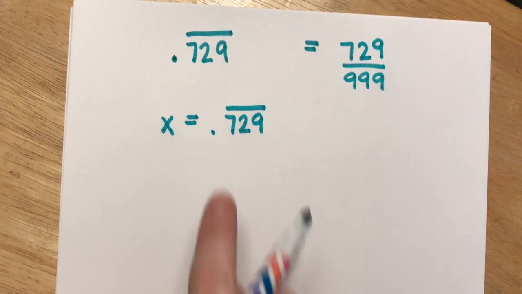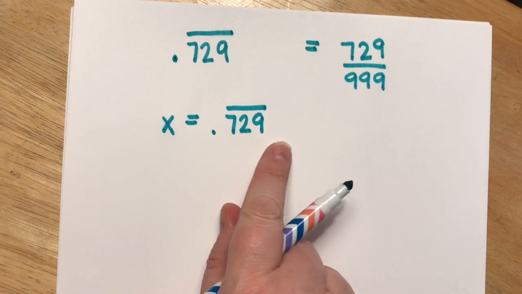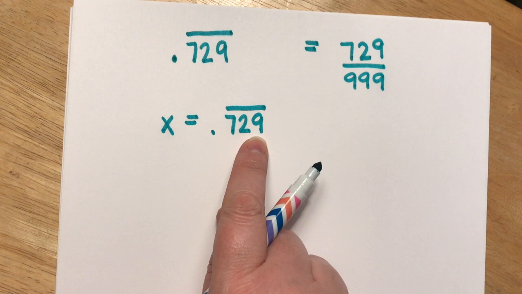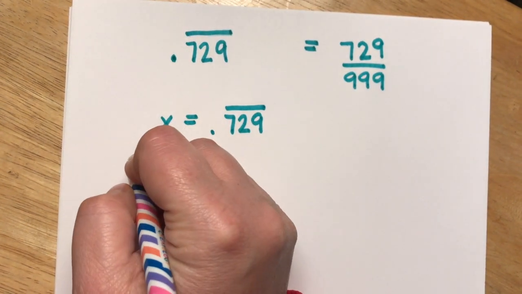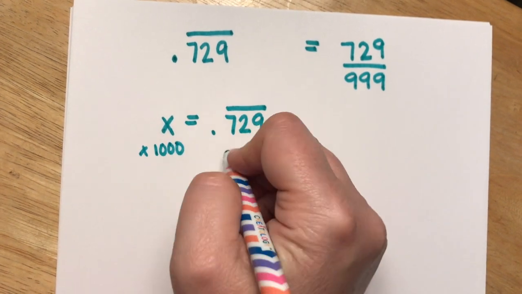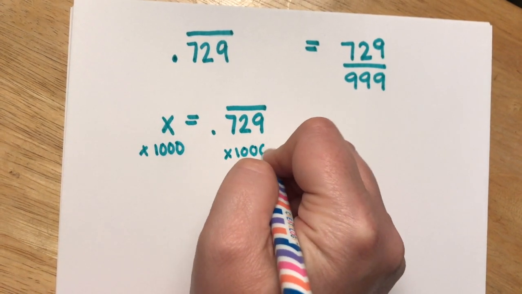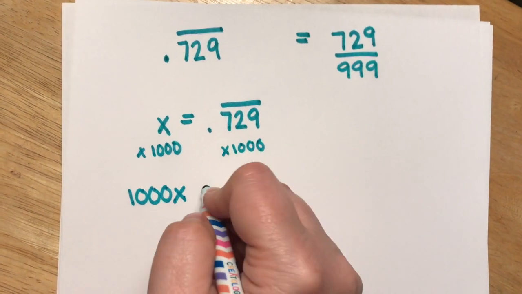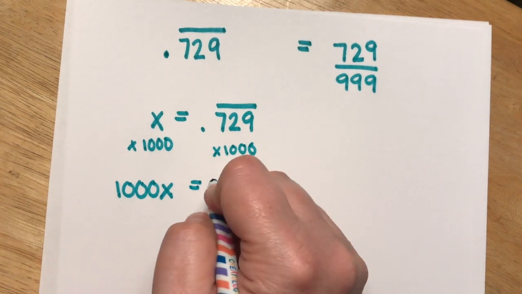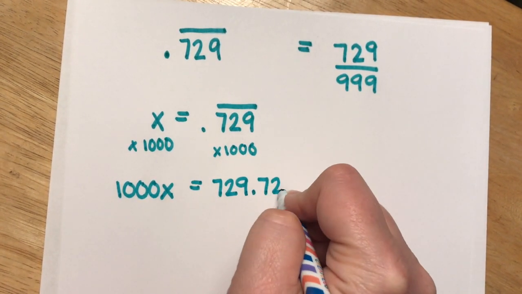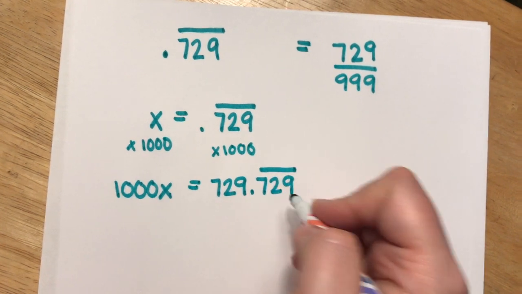My next goal is to get all these digits to be on a whole number. So what do you think I'm going to have to multiply by in order to get these three numbers as a whole number? Yep, 1,000. So I'm going to multiply this times 1,000 and this times 1,000. I end up with 1,000x equals 729 whole number and 729 repeated.